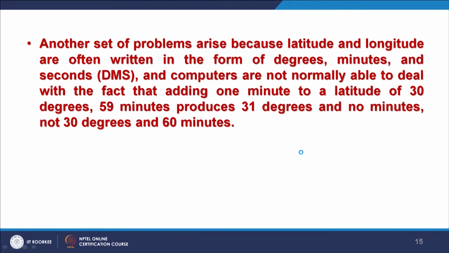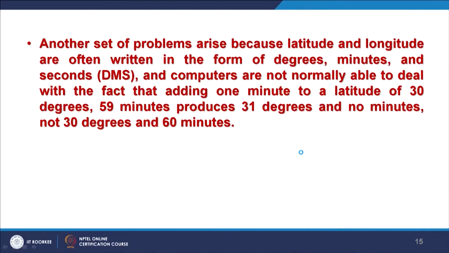Another set of problems also arises in the case of latitude and longitude, which are written in the form of degrees, minutes and seconds. That is why in GIS we go for DD, that is decimal degrees. Computers are not normally able to deal with the fact that adding 1 minute to a latitude of 30 degrees 59 minutes produces 31 degrees and no minutes, not 30 degrees and 60 minutes, because 60 minutes means 1 degree and it has to be transferred. Instead of 30 it should be 31.